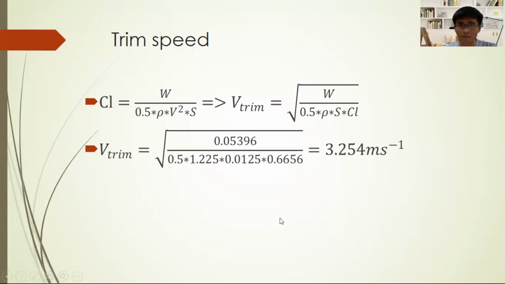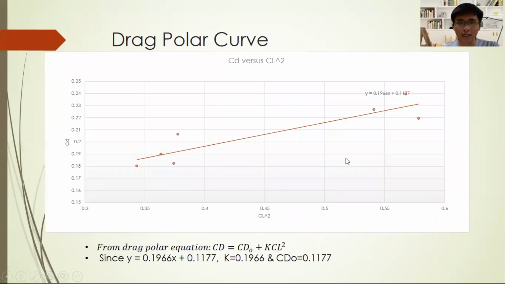I also did some calculation of the trim speed of my paper plane, and I get this value. After that, I get the drag polar curve. The drag polar equation is CD equals CD naught plus K CL squared. So my x-axis is CL squared and my y-axis is CD. I plotted CD versus CL squared. So I get my K value is 0.1966 and CD naught is 0.117.